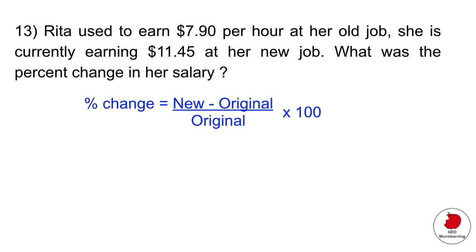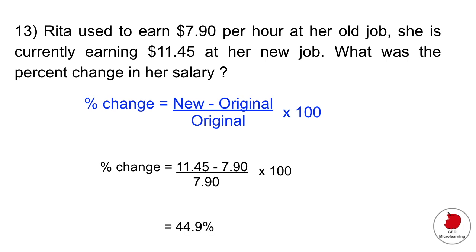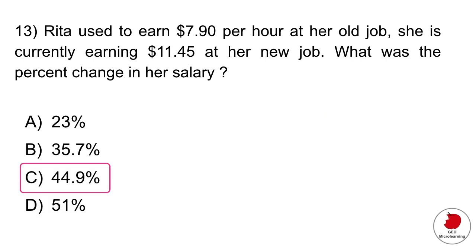Okay, so if we apply this to the question, the new salary is $11.45. We would subtract from that the original salary, which was $7.90, divide by $7.90, and then multiply by 100. That gives us 44.9%. Okay, so her salary went up quite a bit.